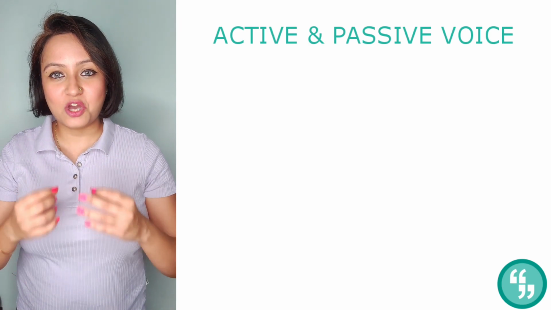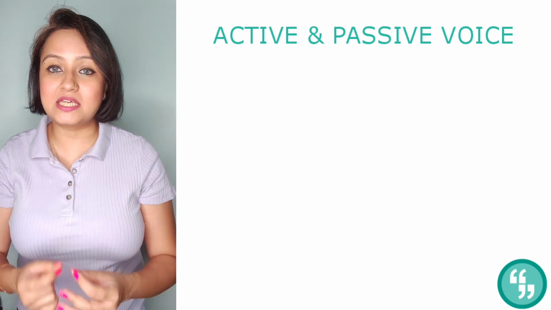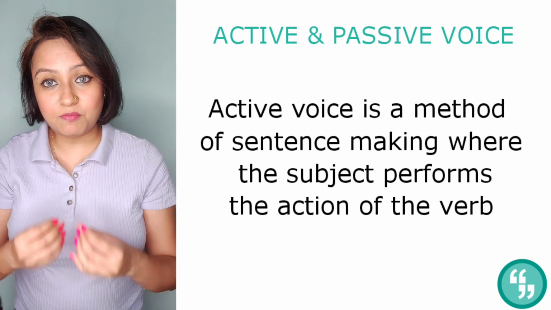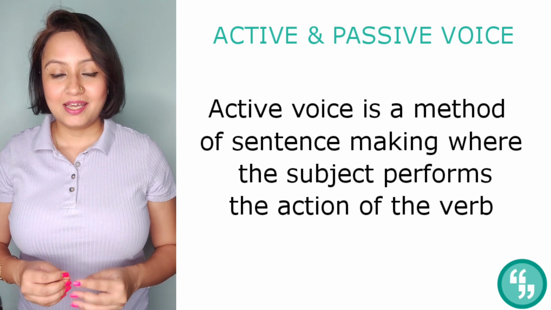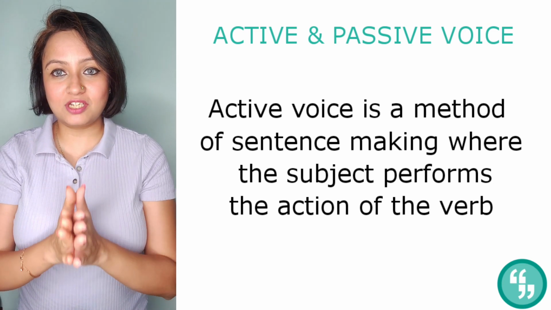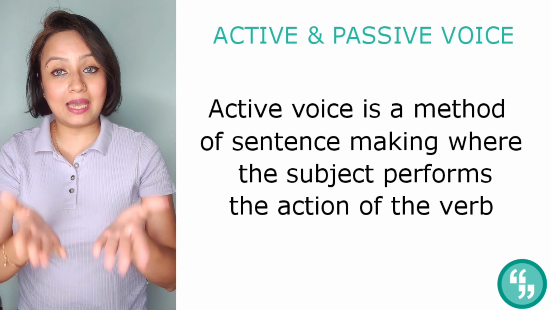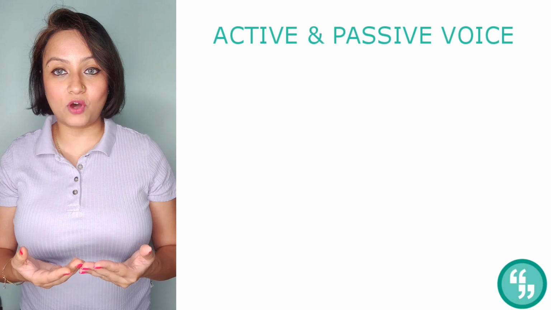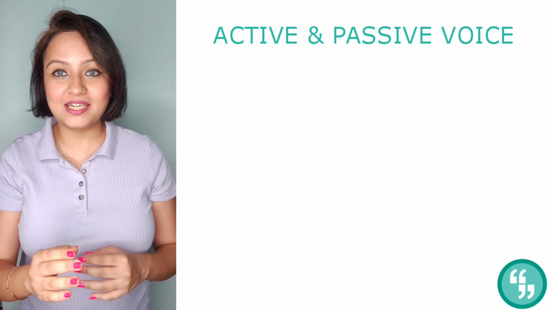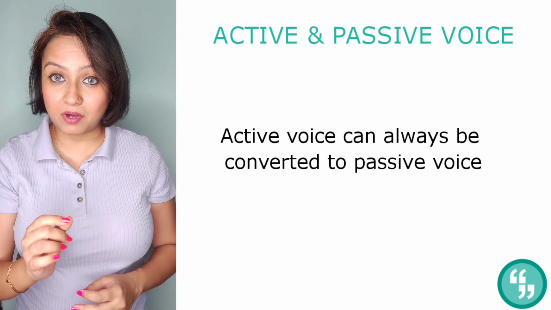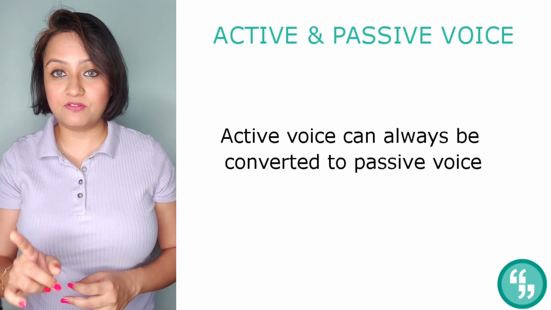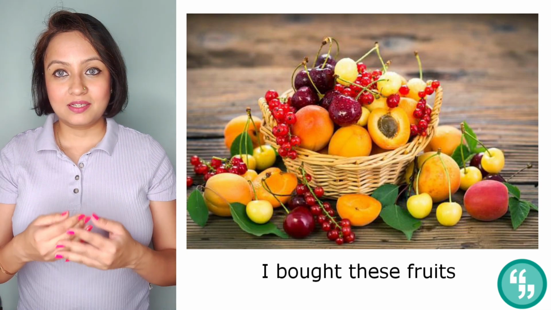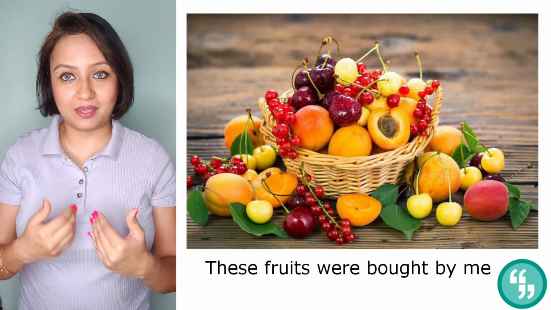First, let's define what active and passive voice mean. Active voice is a method of sentence making where the subject performs the action of the verb. In simpler terms, the subject is doing something. Again, a subject can be a noun or pronoun. Active voice is great for storytelling and is direct. Remember that active voice can always be converted to passive voice. Example: I bought these fruits. These fruits were bought by me.